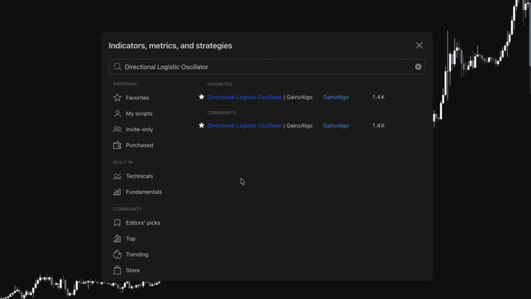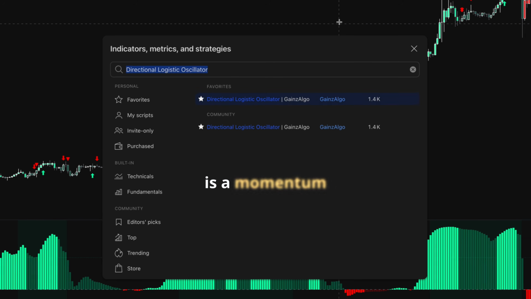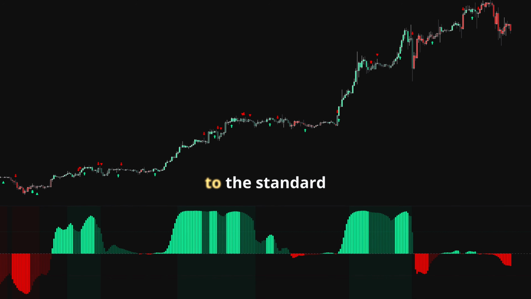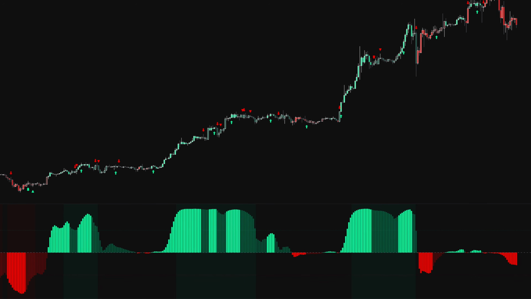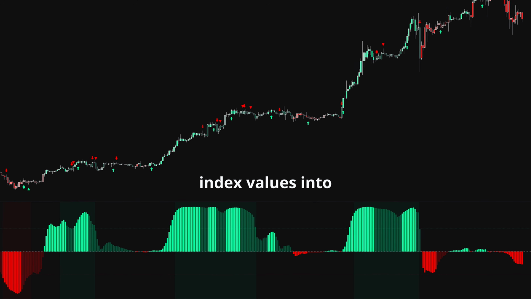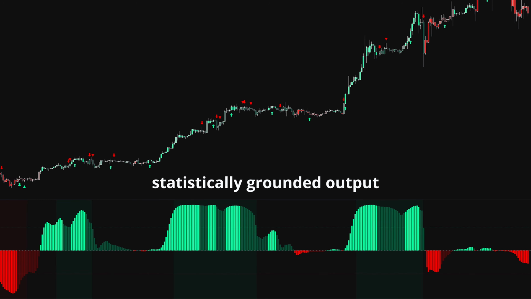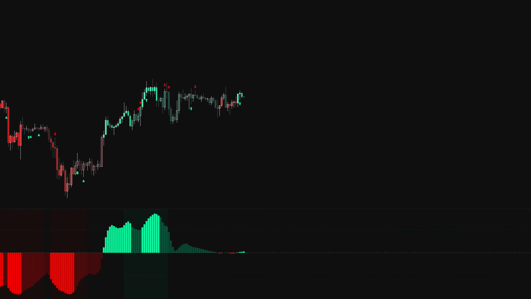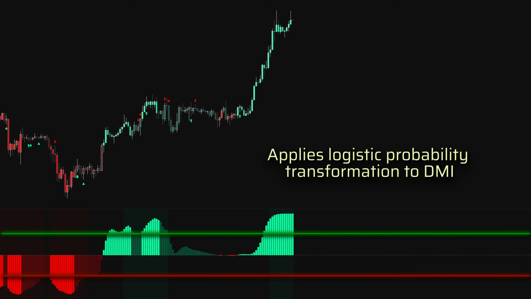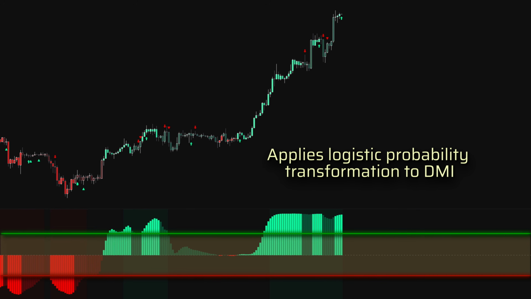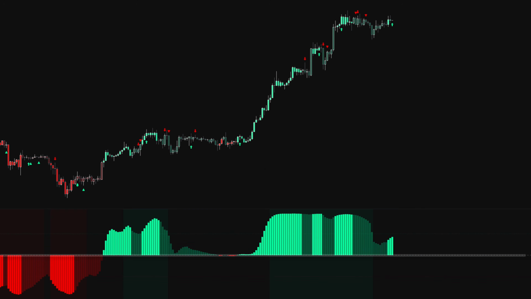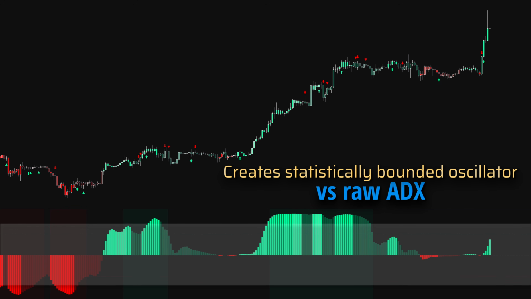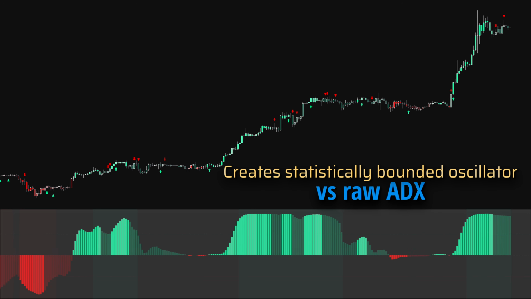Directional Logistic Oscillator, created by Gein's Algo, is a momentum and directional strength indicator that applies logistic probability transformation to the standard DMI components, converting raw directional index values into a bounded oscillator with a more statistically grounded output than a typical ADX-based tool. The core calculation takes the plus DI, minus DI, and ADX values and runs each through a logistic function that measures how far each reading sits from its long-term average, scaled by a slope factor before being compressed into a 0 to 1 probability range.